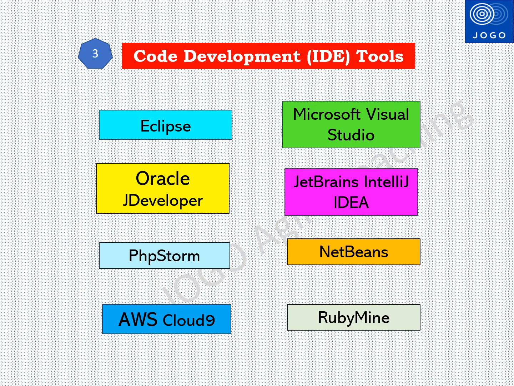Source code development is another important activity done by the Agile teams. Different tools are used in this phase to create the application, debug the issues, and maintain or support the products. These tools are called Integrated Development Environments (IDEs). A few popular source code development tools used by the Agile teams are Eclipse, Microsoft Visual Studio, Oracle JDeveloper, JetBrains IntelliJ IDEA, PhpStorm, NetBeans, AWS Cloud9, and RubyMine.